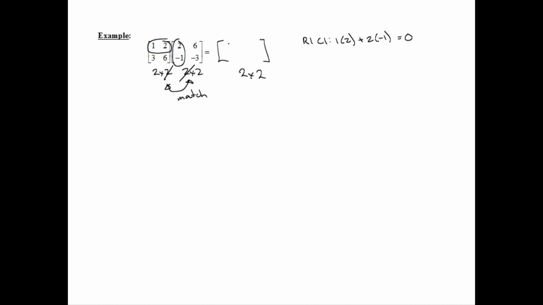Let's do another one. Again, here I suggest you pause the video and try to do it on your own, and then see if you get the same thing that I get. Here's a 2 by 2, 2 by 2. So our result will be, since these two match, a 2 by 2, going by those two outside numbers. So if we do row 1, column 1, 1 times 2 plus 2 times -1, which is 0. So we're going to put a 0 in here.